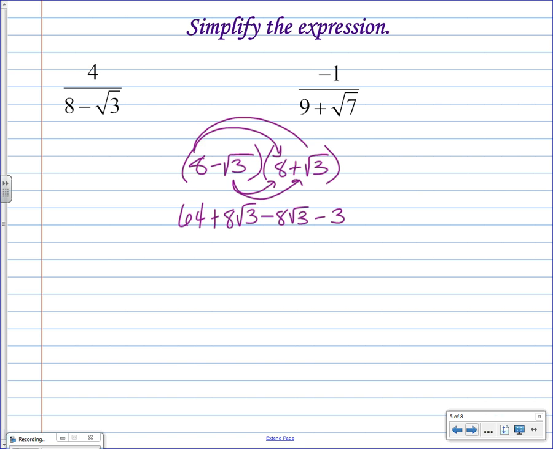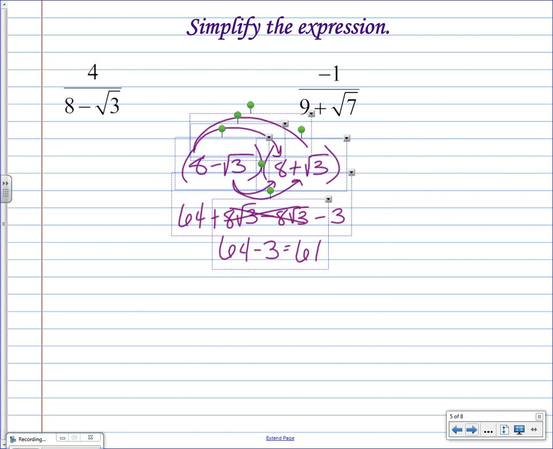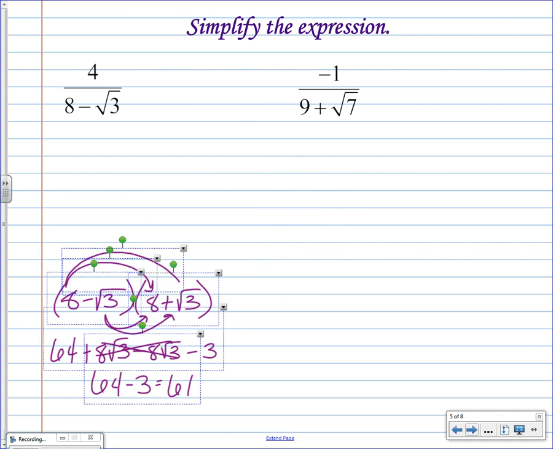Square root of 3 times the square root of 3 is the square root of 9, and the square root of 9 is 3. Look, my middle two terms cancel out. Plus 8 and minus 8 is 0. And I'm left with 64 minus 3, which equals 61. So I'm just going to move this out of my way really quick. Okay?